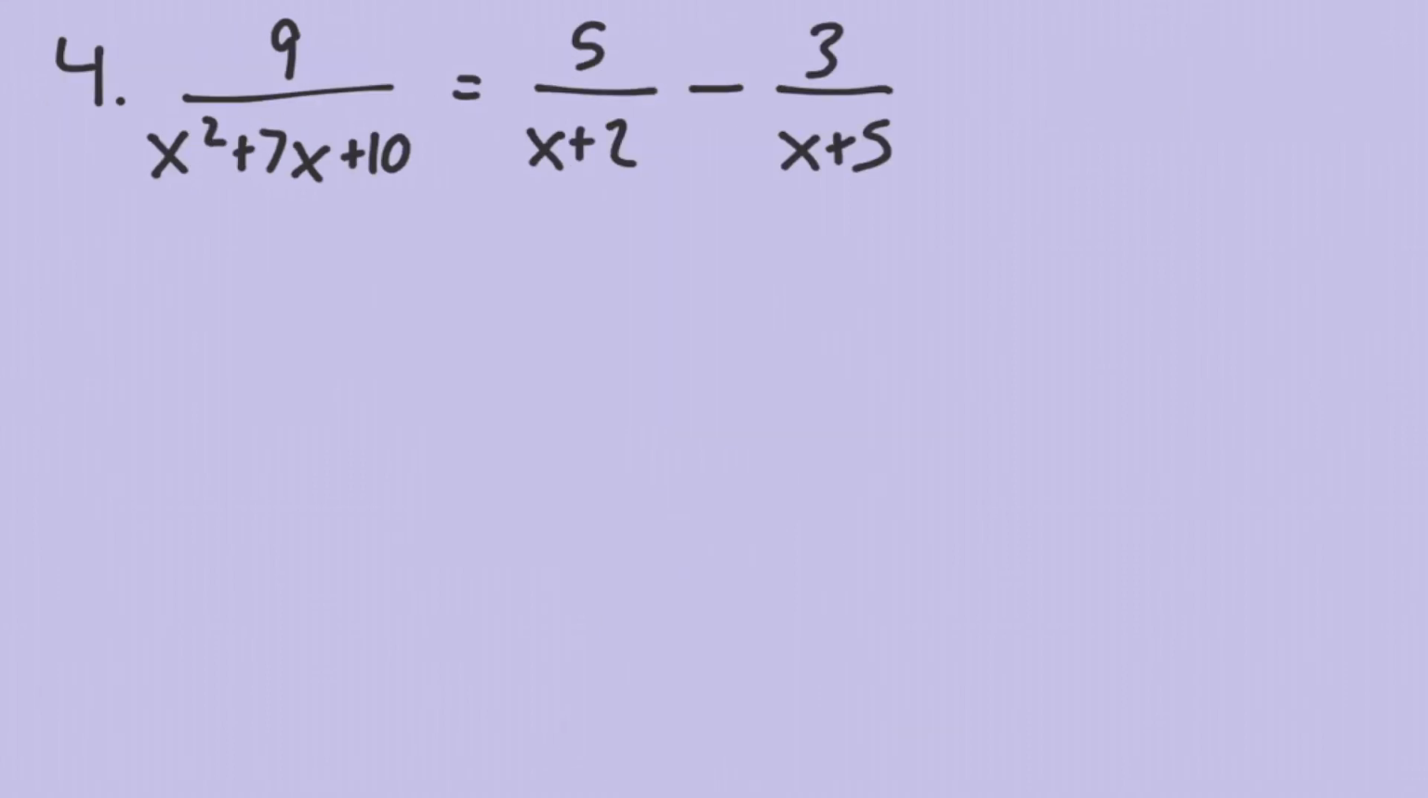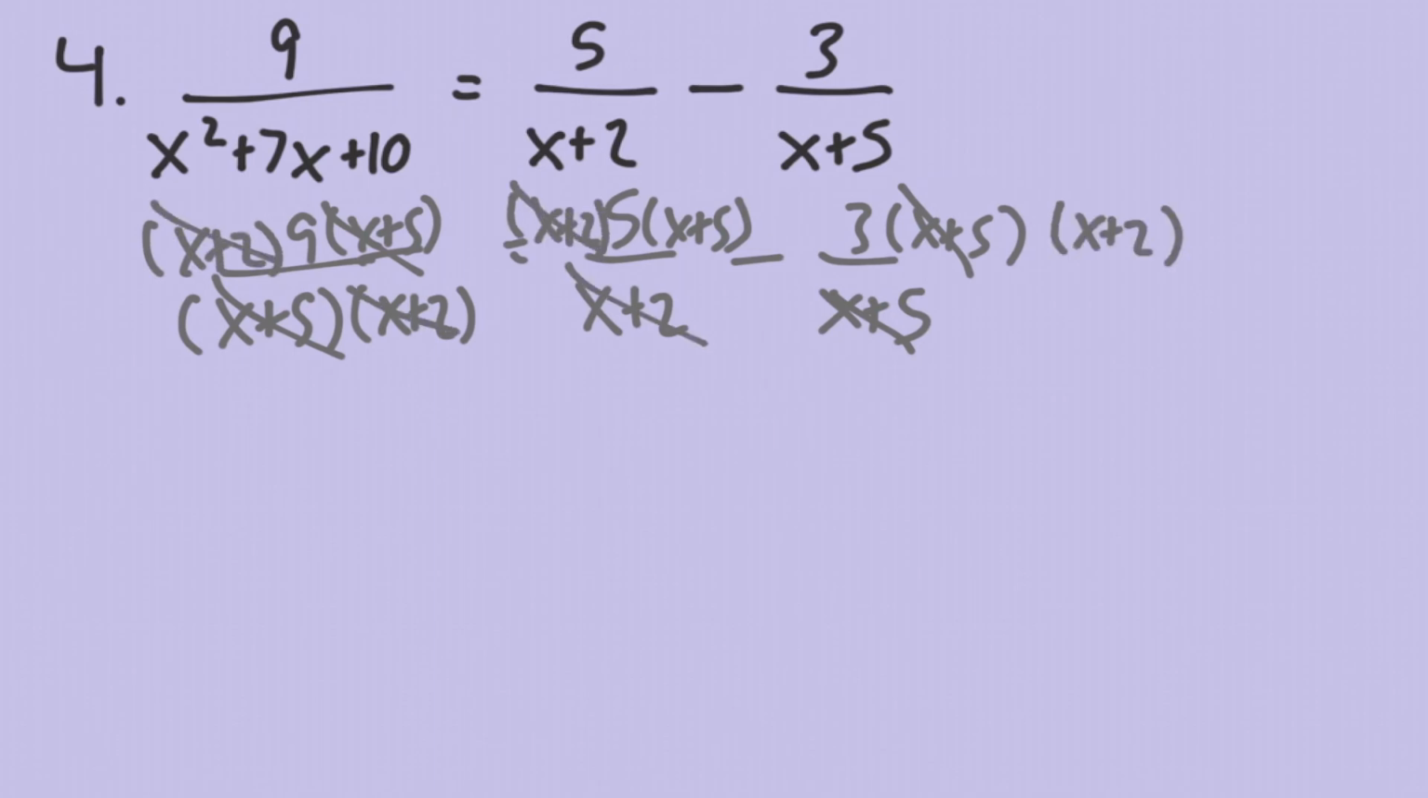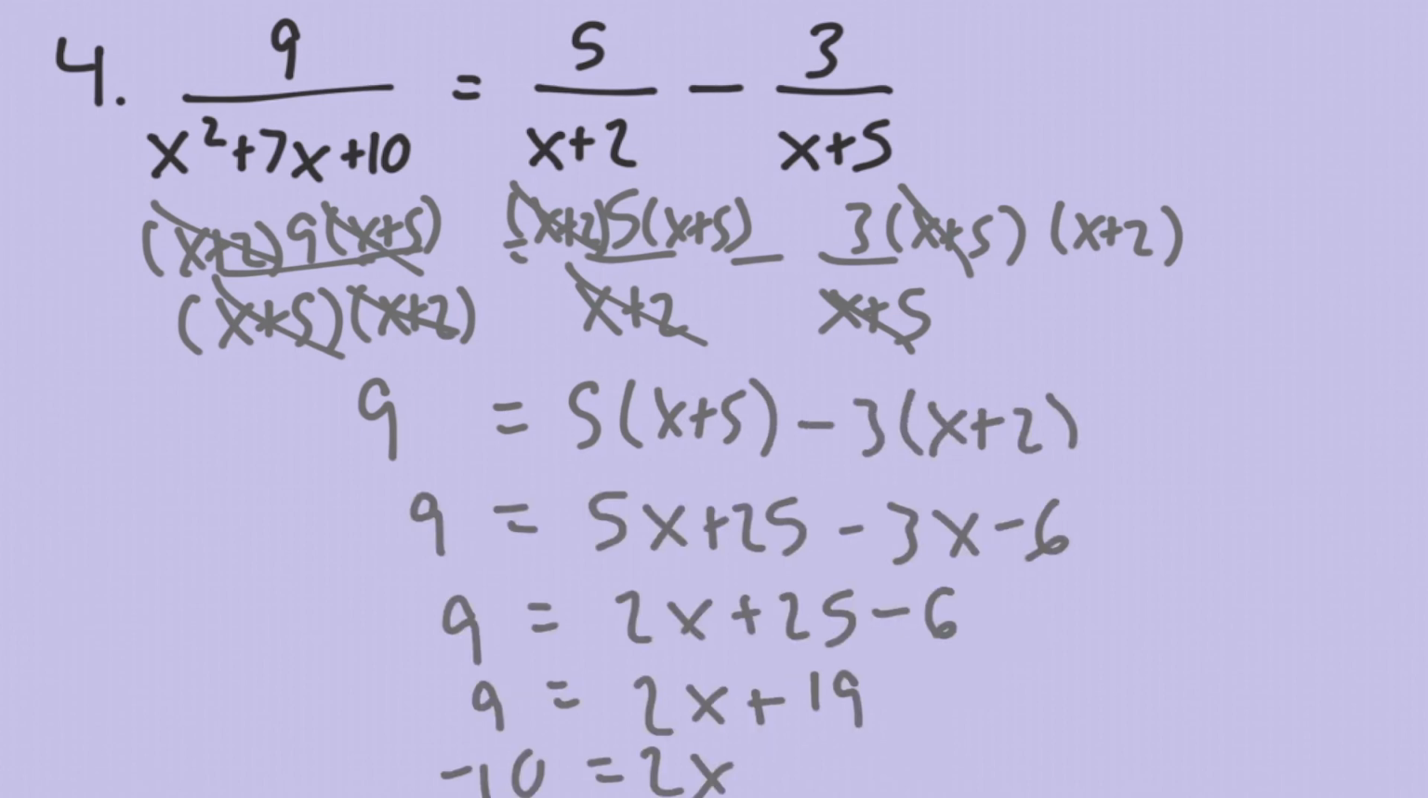Finally, number 4, we want to start by factoring. If we multiply everything by x plus 5, those cancel, we still have x plus 2's in the denominator. So multiply through by x plus 2. Now we have 9, 5 times x plus 5 minus 3 times x plus 2. And x equals negative 5. Let's double check. Negative 5 plus 5, that gives us 0 in the denominator. That doesn't work, so this is another one that's no solution.